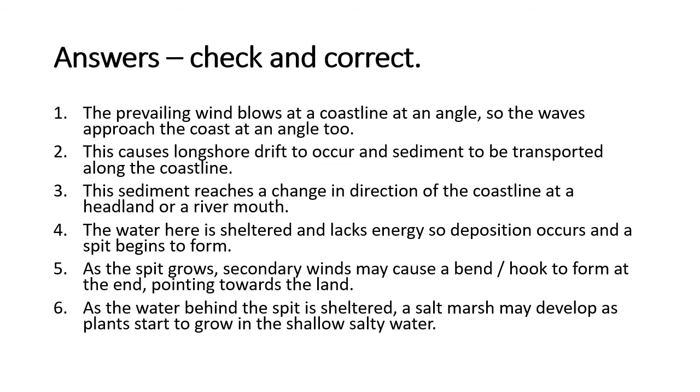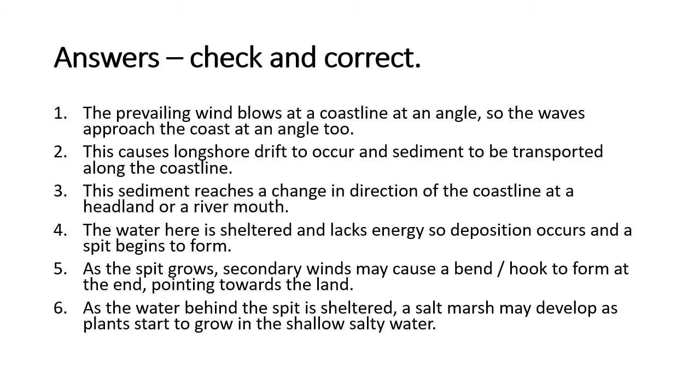Number 3, this sediment reaches a change in direction of the coastline at a headland or a river mouth. Really important. Without that, you're not going to find a spit for me. Number 4, the water here is sheltered and lacks energy, so deposition occurs and a spit begins to form. So I'm talking about the main key process, deposition, but I'm also explaining why it happens. Number 5, as the spit grows, secondary winds may cause a bend or a hook to form at the end, pointing towards the land.